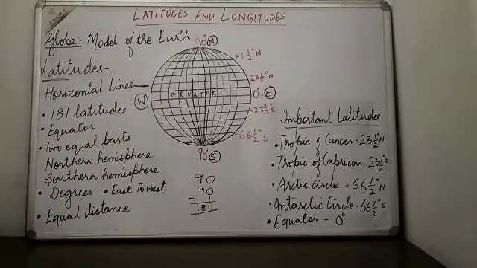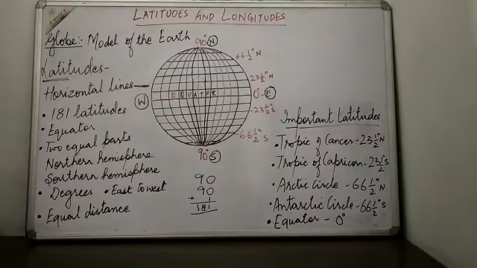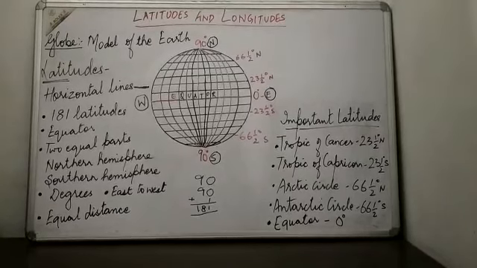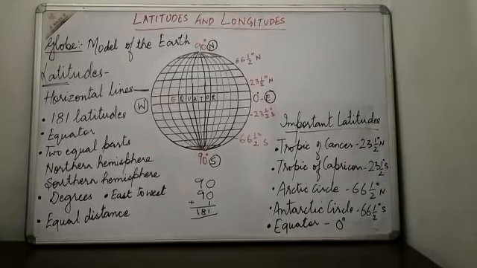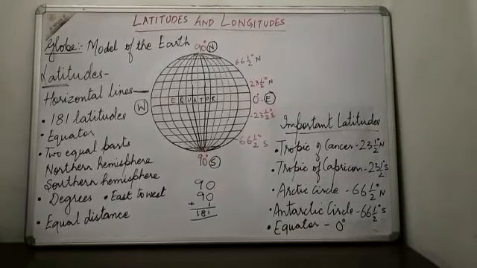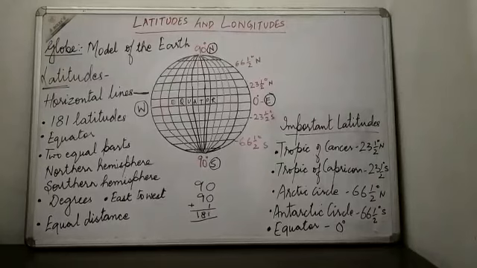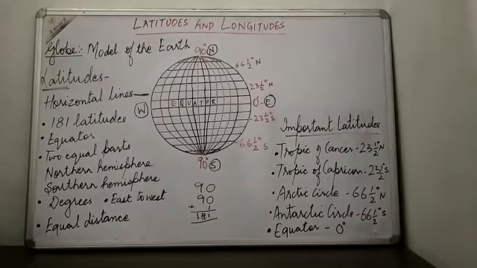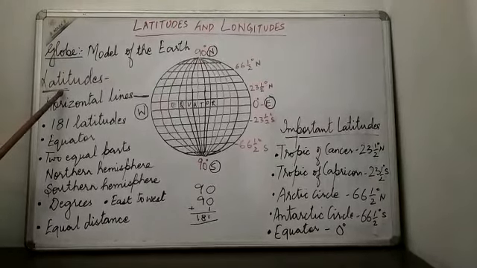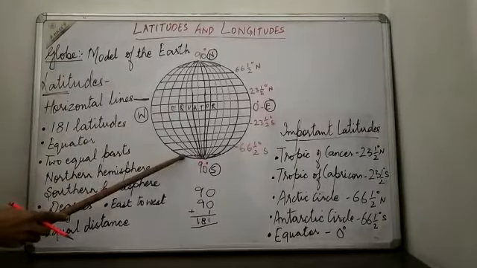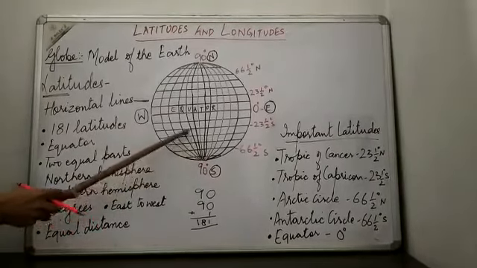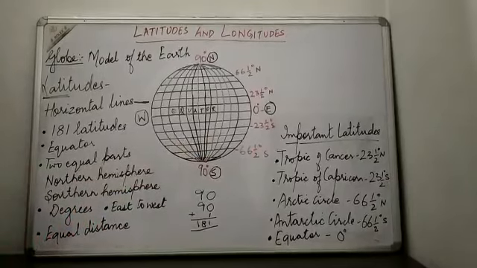Children often get confused with latitudes and longitudes. Today I'll explain in the easiest way in this video to clear your confusion about latitudes and longitudes. I've already marked latitudes here. Latitudes means leti hui lines. These leti hui lines are called latitudes.